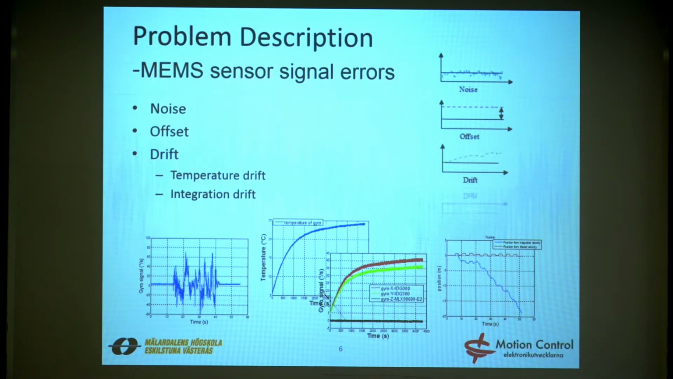The movement was performed, started with a fixed point and then moved 1 meter up and back. So the position curve should be a rectangular curve. This is a signal with signal processing, but without signal processing, we can see there's a lot of integration drift.